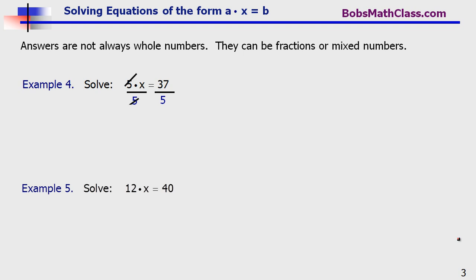So the 5's cancel. And then 5 into 37 does not go evenly. So we're going to need to divide. See, 5 goes into 37 how many times? 7. 5 times 7, 35. Subtract, you get 2. So the answer to this one would be 7, and the remainder over the divisor, 7 and 2/5.